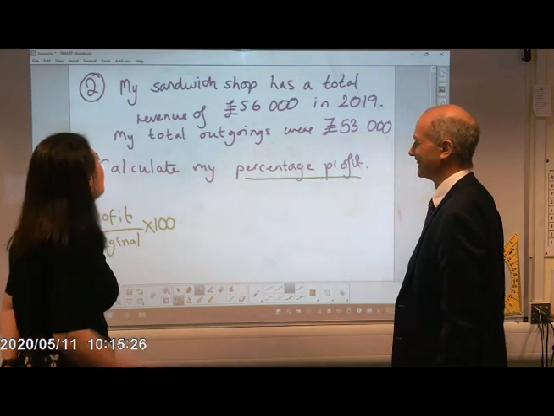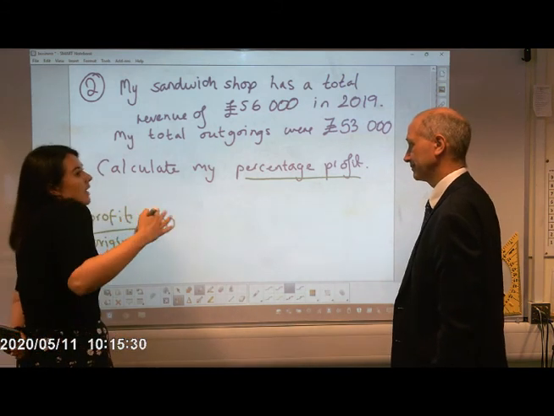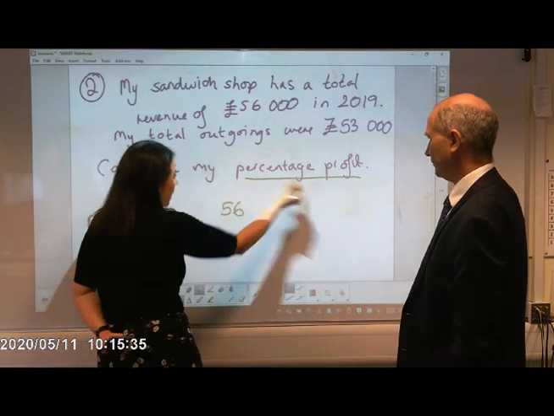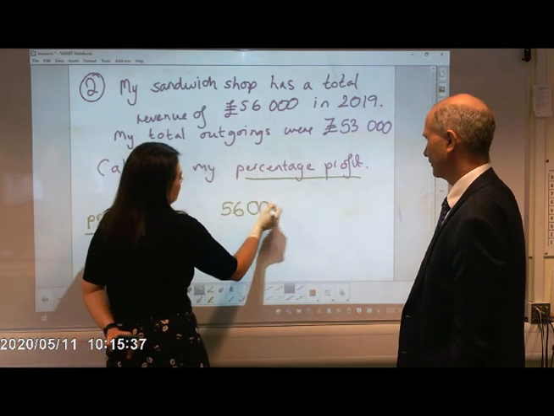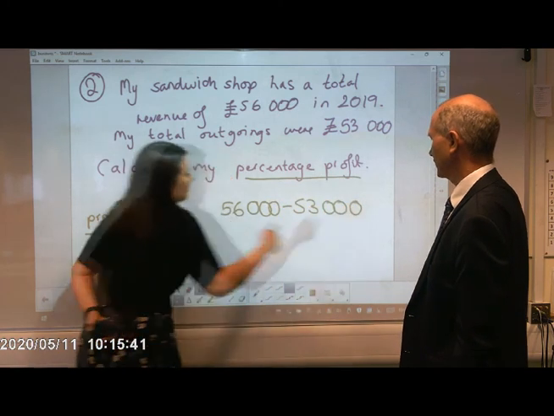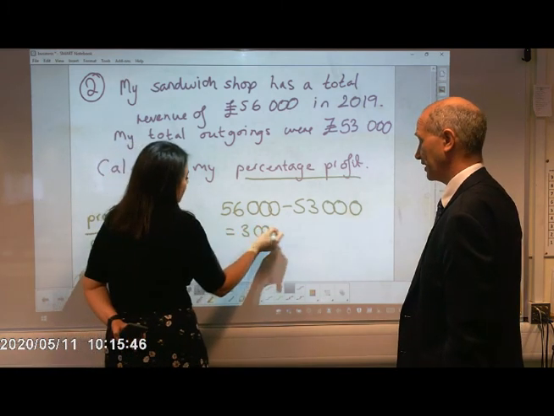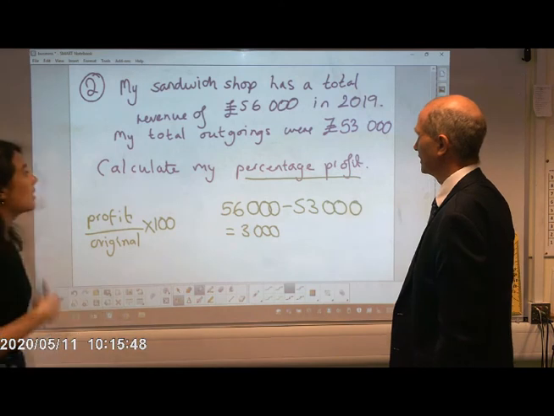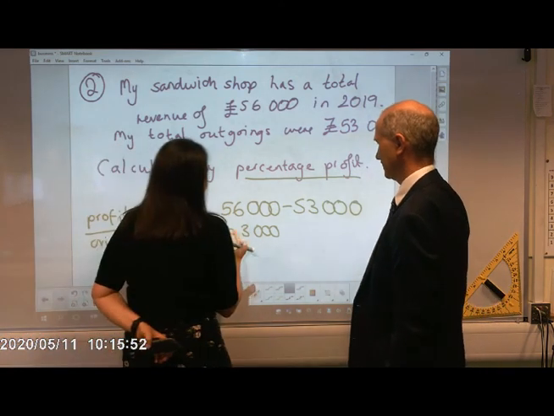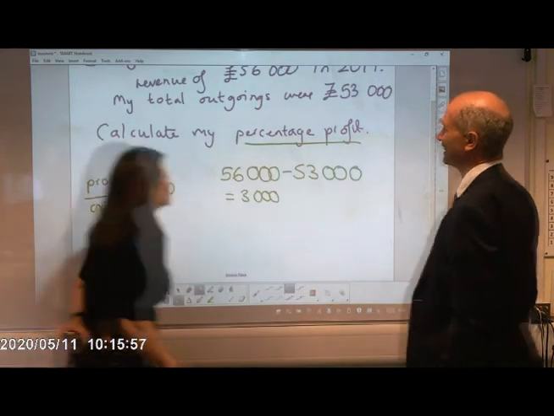So, revenue is what is coming into my business, outgoings or costs is what's going out. We need to find the profit first. So 56,000 minus how much I'm spending will give me my profit. So £3,000. I'm not making much money, people. That's a whole year. This sandwich shop isn't paying the bills. It's just a nice little pastime for me. So I've got £3,000 in profit.